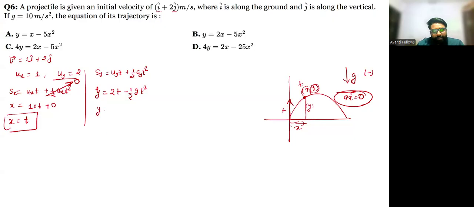So y here will become, put the value of t in terms of x, 2x minus 1 by 2 times g, where g is 10, t square. y is equal to 2x minus 5. In place of t, you put x, so it will become 5x square. This is the equation of trajectory, and according to this, option B is the correct one.